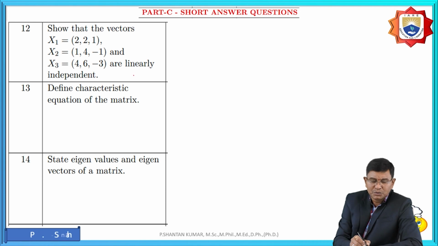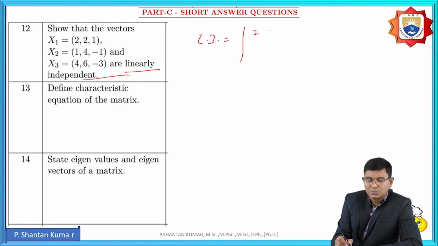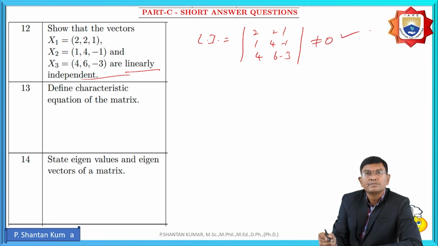And here also show that the matrix is linearly independent. Linearly independent is nothing but the determinant of 2 2 1, 1 4 minus 1, 4 6 minus 3 is not equal to 0.